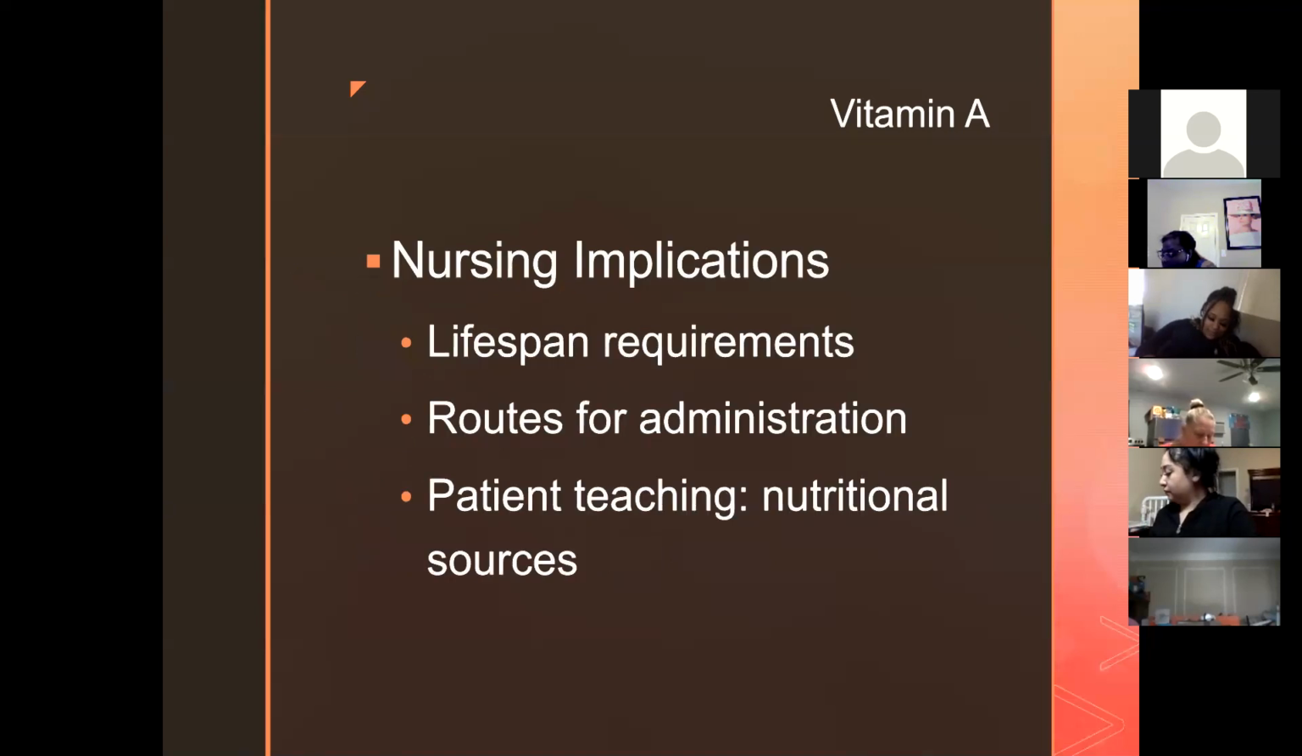Any nursing implications? We can give vitamin A, typically given orally. We don't typically inject this or put it in IVs or give IM or sub-Q. We don't usually do injections of it. It's typically given orally. Lifespan requirements, I'm not requiring you to know how much a kid needs because we're not in pediatrics right now. But for a daily requirement for adult men, it's 900 micrograms. And for women, it's 700 micrograms.